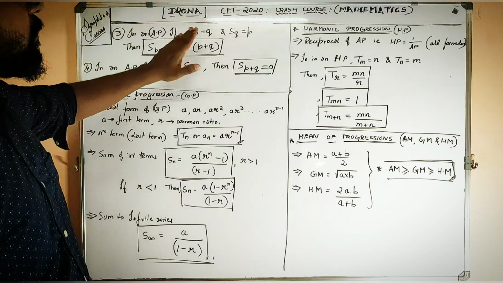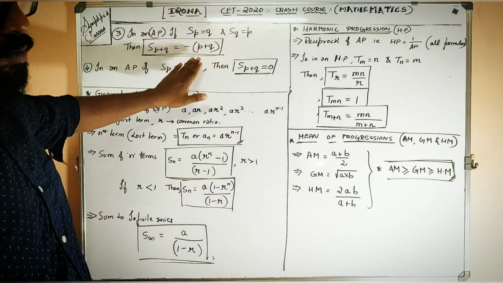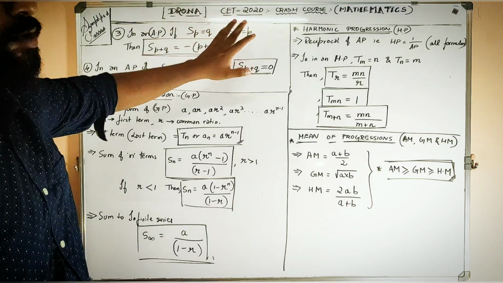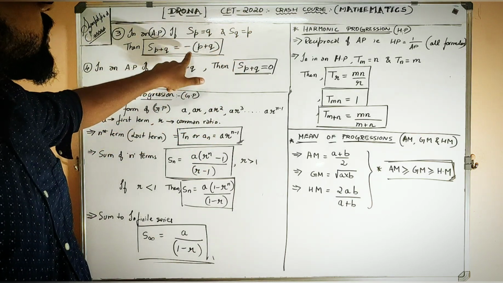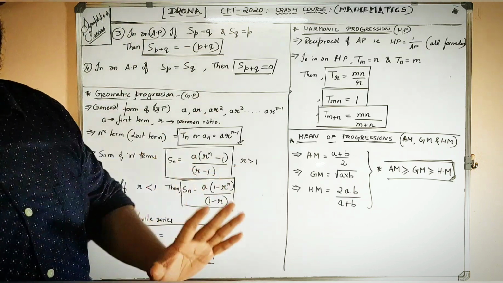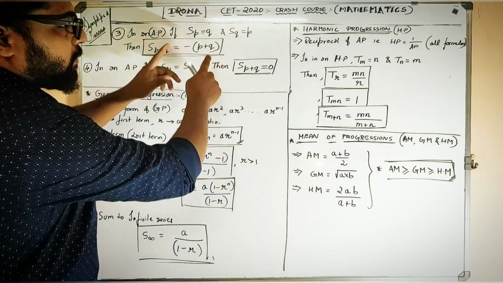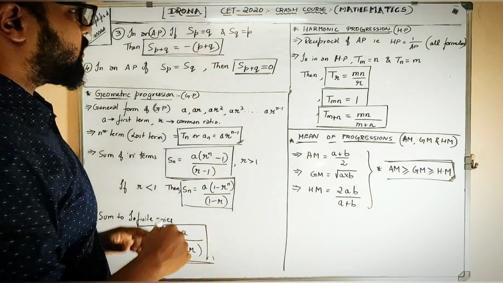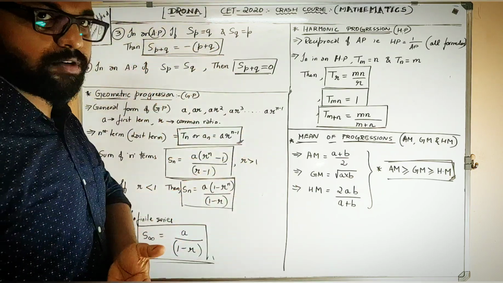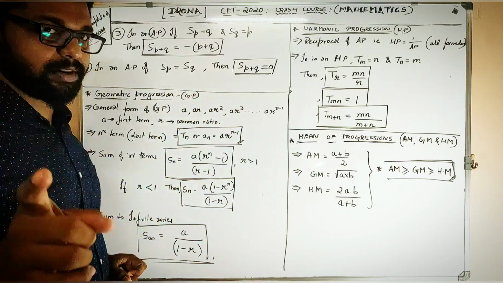That is, if the sum of the pth term is equal to q, and the sum of the qth term is equal to p, then the sum of p plus q terms is always equal to minus of (p plus q). Minus of p plus q. Don't do it as minus p and plus q. Do not make that mistake. That answer will be there in your options, obviously. They will not ask you the formula, remember.